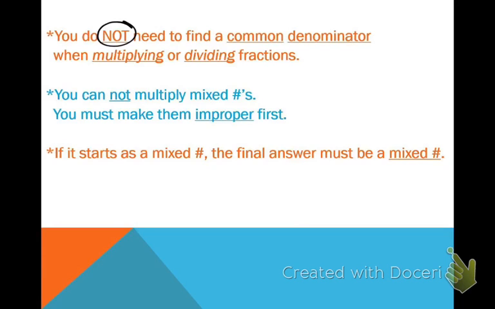It says you cannot multiply a mixed number. What do you have to do instead, guys? Make an improper fraction. Good job. We've got to turn it into an improper fraction first. All right, and then finally, if it starts as a mixed number, what does the final answer have to be? A mixed number. Very good.